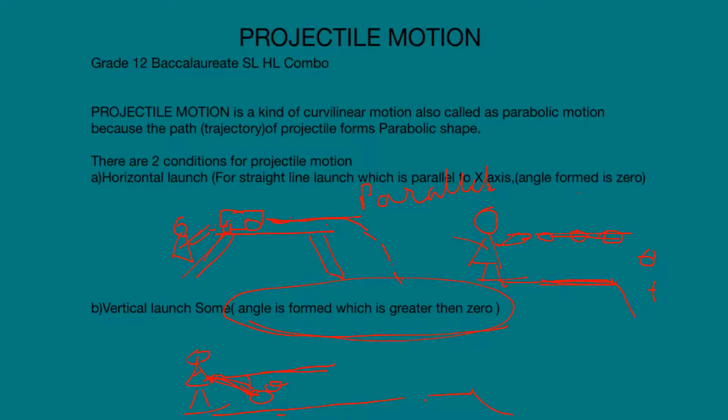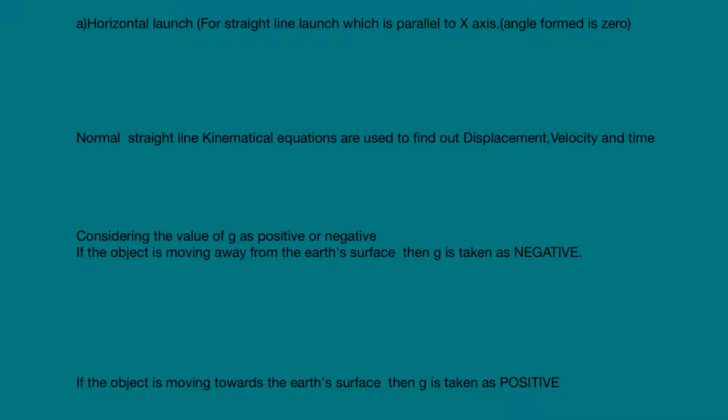For horizontal launch, we have understood that we have taken a few equations and we have done questions. These are the basic rules for horizontal launch. For a straight line launch which is parallel to the x-axis, the angle formed is 0. That we have discussed. Normal straight line kinematical equations are used to find displacement, velocity and time, like s equals ut plus half at square, v square equals u square plus 2as, or v equals u plus at. These three equations are only used here.